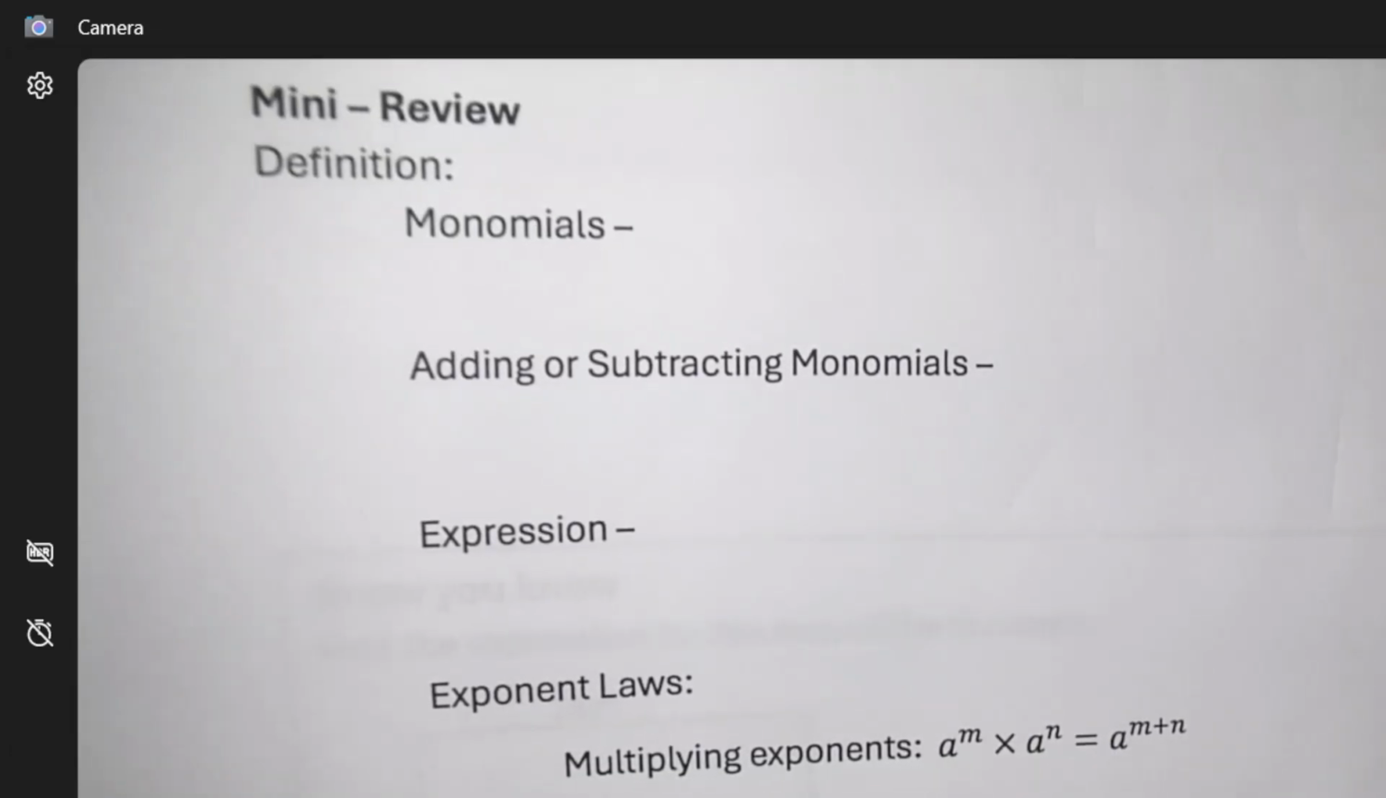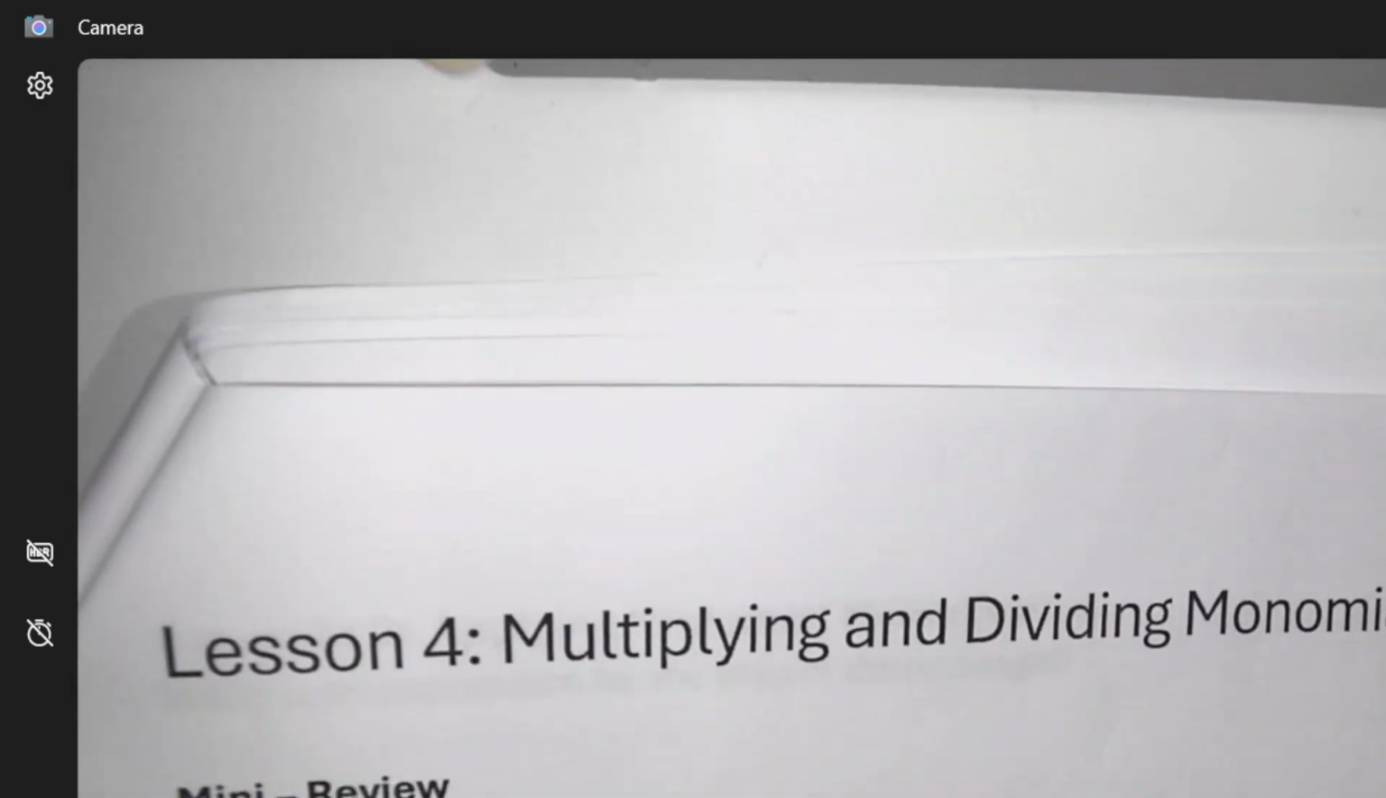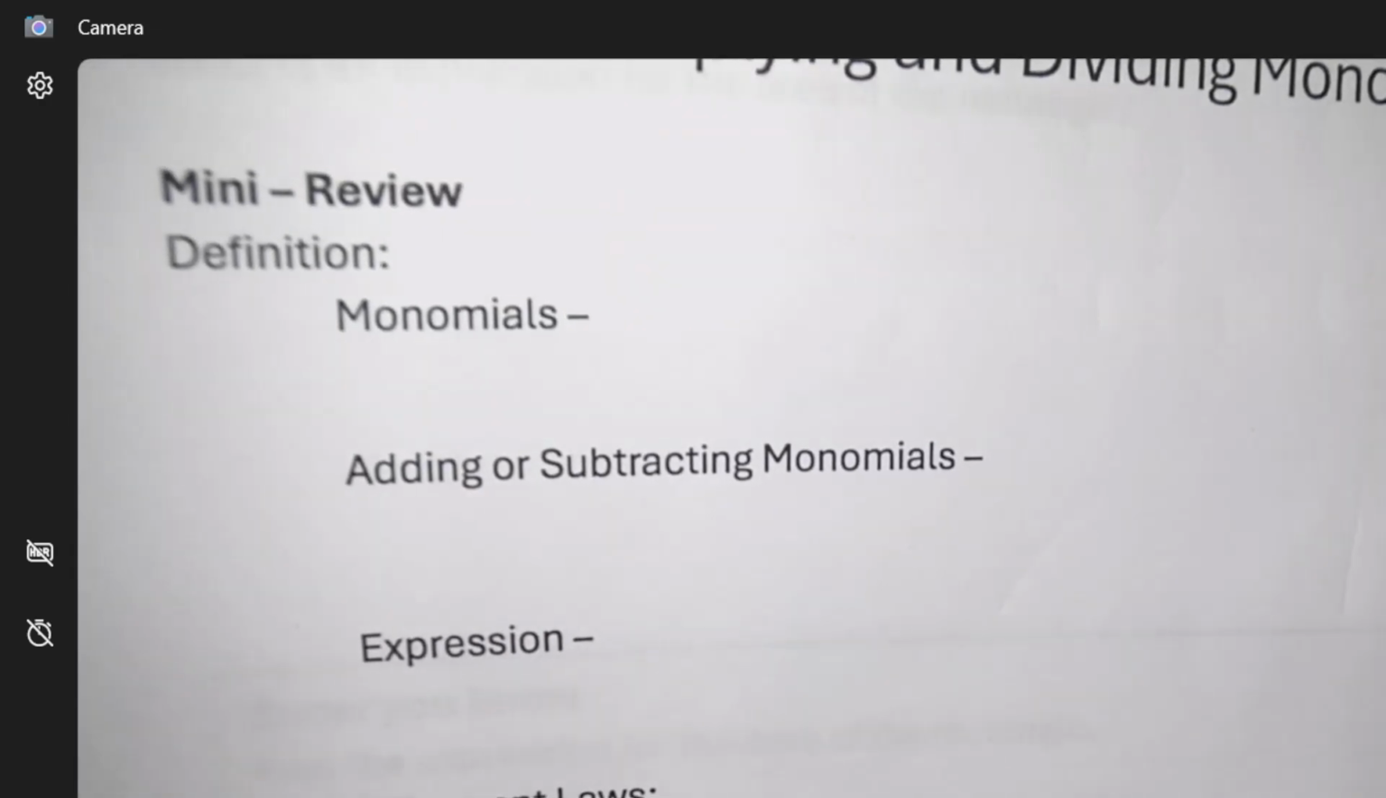Okay, ready? Some recapping here before we start multiplying and dividing.